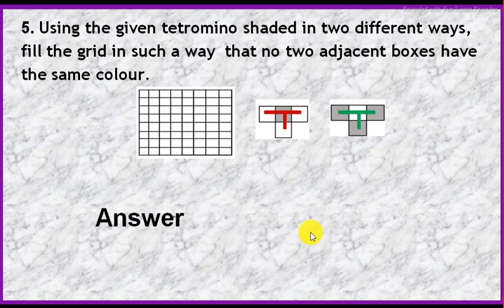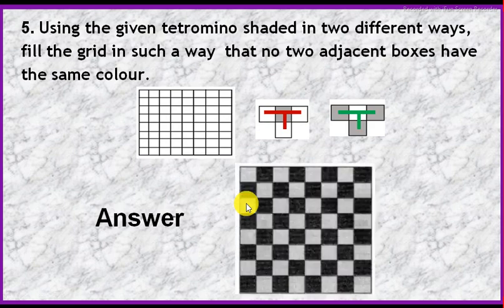Using the given tetrominoes, the 2 tetrominoes which are given, in 2 different ways, fill in the grid in such a way that 2 adjacent boxes do not have the same color. That is, the 2 boxes should not have the same color. We have to fill in this grid. And the answer is here.